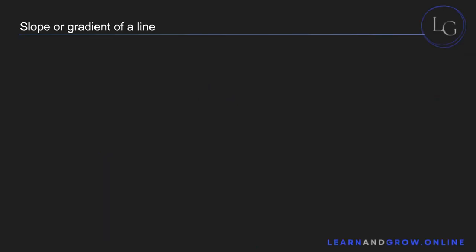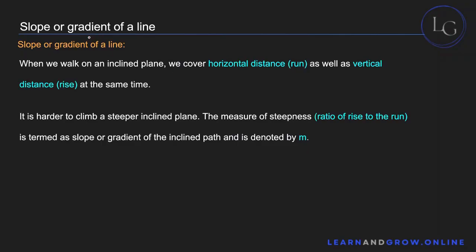Now let's see what the slope or gradient of a line is. When we walk on an inclined path, we cover a horizontal distance called the run, and we cover a vertical distance called the rise, both of them at the same time. So if you have this path here and you're going up, you're covering this horizontal distance, the run, and you're also covering this vertical distance. This is the horizontal distance, the run, and this is the vertical distance we'll call the rise.